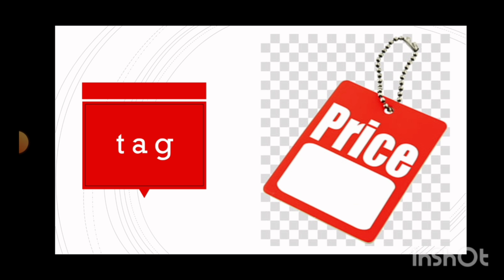Okay, see, now what is this? This we see with our new clothes. Whenever we buy the new clothes, this is attached with the new clothes. And what is it? It is a tag. T-A-G. Tag.